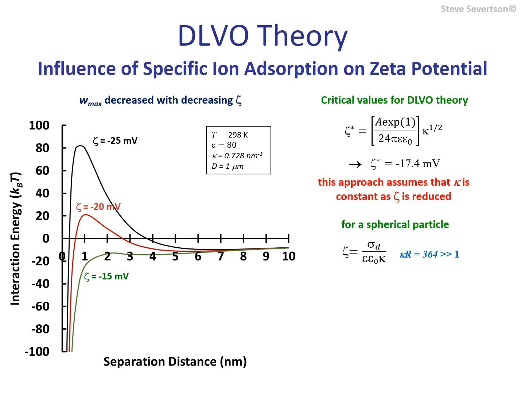Using this equation and the zeta potentials from the curves, surface charge densities at the slip plane can be estimated. Also, using the critical zeta potential, a critical surface charge can be estimated. This is the charge density value that produces an energy barrier to aggregation of 0.